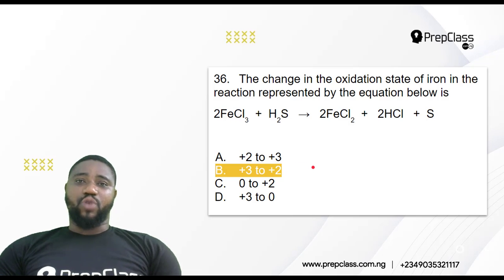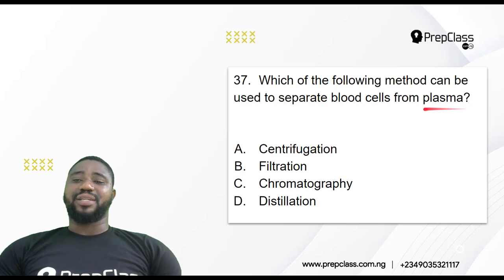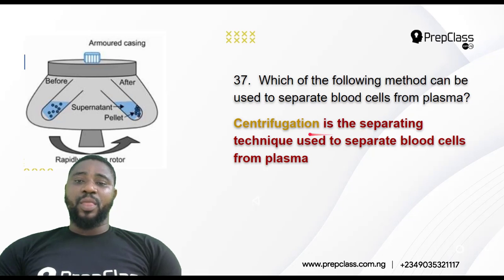Now let us look at question number 37. Which of the following methods can be used to separate blood cells from plasma? This is a very simple question. I believe you should know that the answer is centrifugation. So centrifugation is a separating technique used to separate blood cells from plasma.